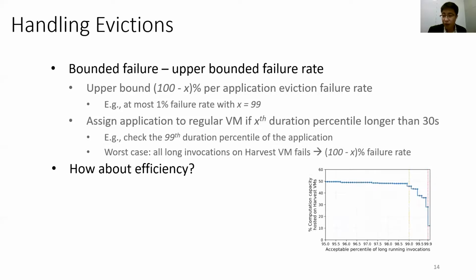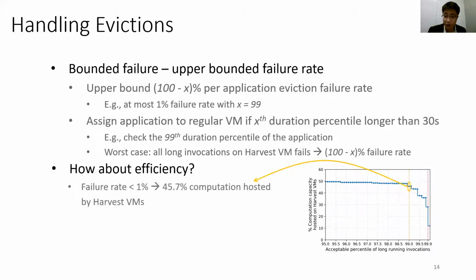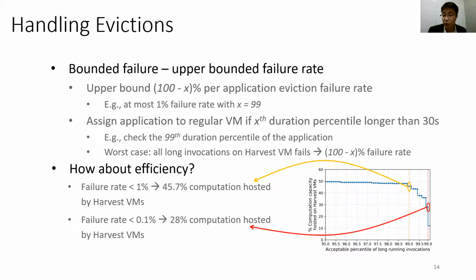The right figure shows the fraction of computation power hosted by Harvest VMs when we switch the decision percentile X from 95 to 99.9. Essentially, bounding the failure rate by 1% allows 45.7% of computation to be hosted by Harvest VMs, as shown in the yellow circle. Bounding the failure rate to be less than 0.1% allows 28% of computation to be hosted by Harvest VMs, as shown in the red circle.